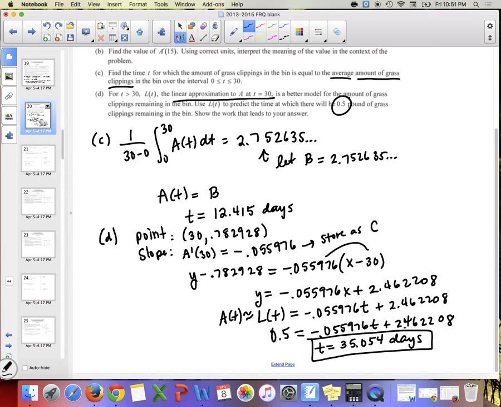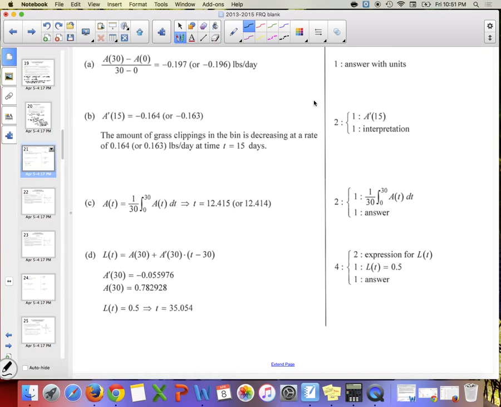So that's our answer. If we talk about our points, we get 1 point for part A for having the answer, including the units. If you didn't have the units, you would not get that correct. Part B, we get 1 point for finding A prime of 15 correctly and 1 point for the interpretation, writing out what's happening using units. Part C, we get 1 point for setting up the average value, and 1 point for the answer. And then part D, you get 1 point for finding an expression for L of t, which is our linear approximation, 1 point for replacing L of t with 0.5, and then 1 point for your answer.